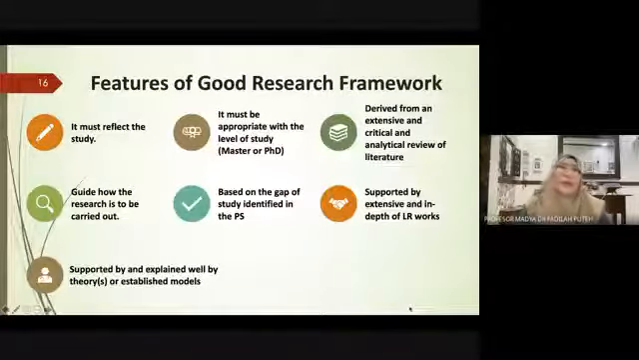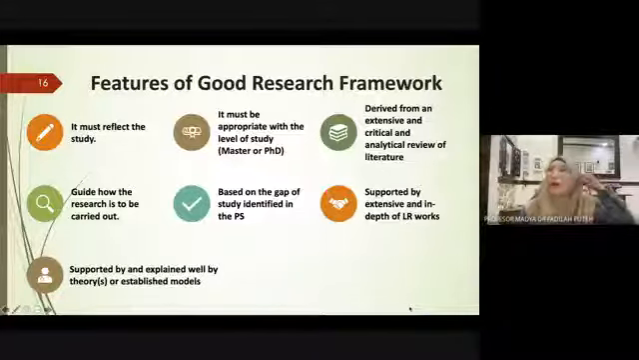Okay, so number one, it must reflect the study. So the research framework should reflect the study. Meaning to say, if you are doing research on certain areas, all the variables must appear or must be reflected in your research framework.